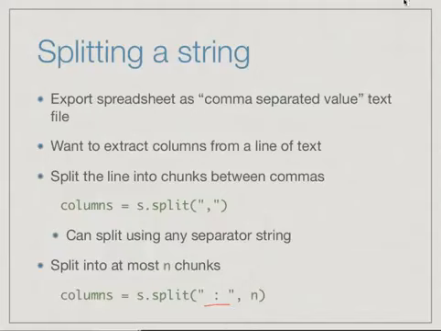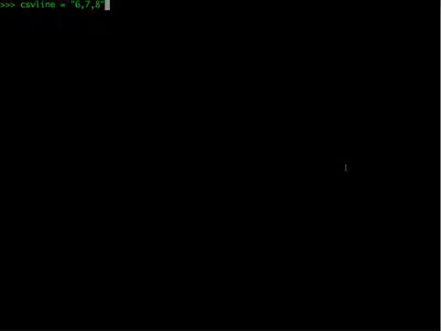So again, let's see how this works. Suppose this is our line of text, which I call CSV line. It's a sequence of values separated by commas. Notice it is a string. Okay. So now if I say CSV line dot split using comma as a separator, then I get a list of values: the string 6, the string 7, the string 8.